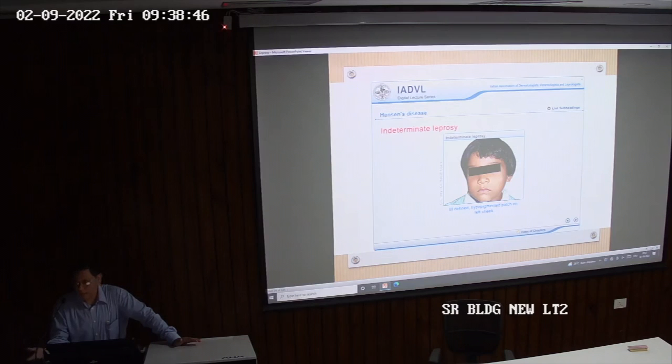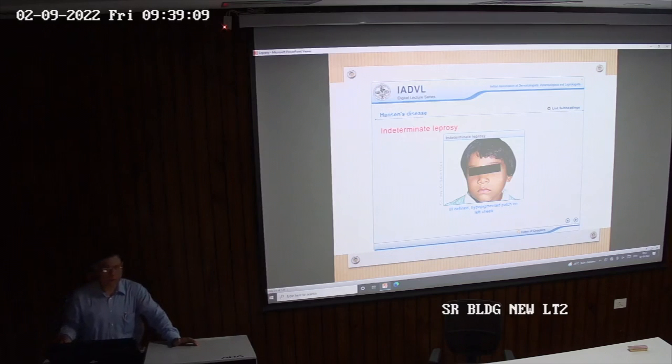Vitiligo is one of them. Hypopigmentation, it may start as vitiligo. It may be pityriasis alba. So these are a few common differential diagnoses in a child. But then you should have at the back of your mind a diagnosis of indeterminate leprosy also, that you should not miss. So how will you do that? You may check the sensations over the lesions. If they are compromised, you should think of indeterminate leprosy.